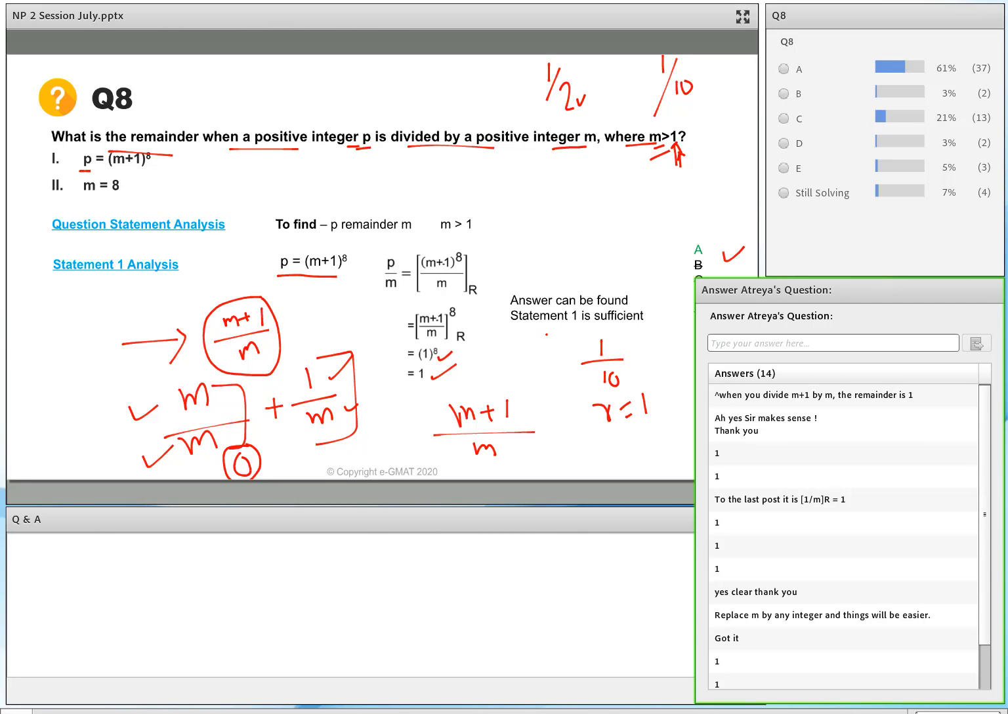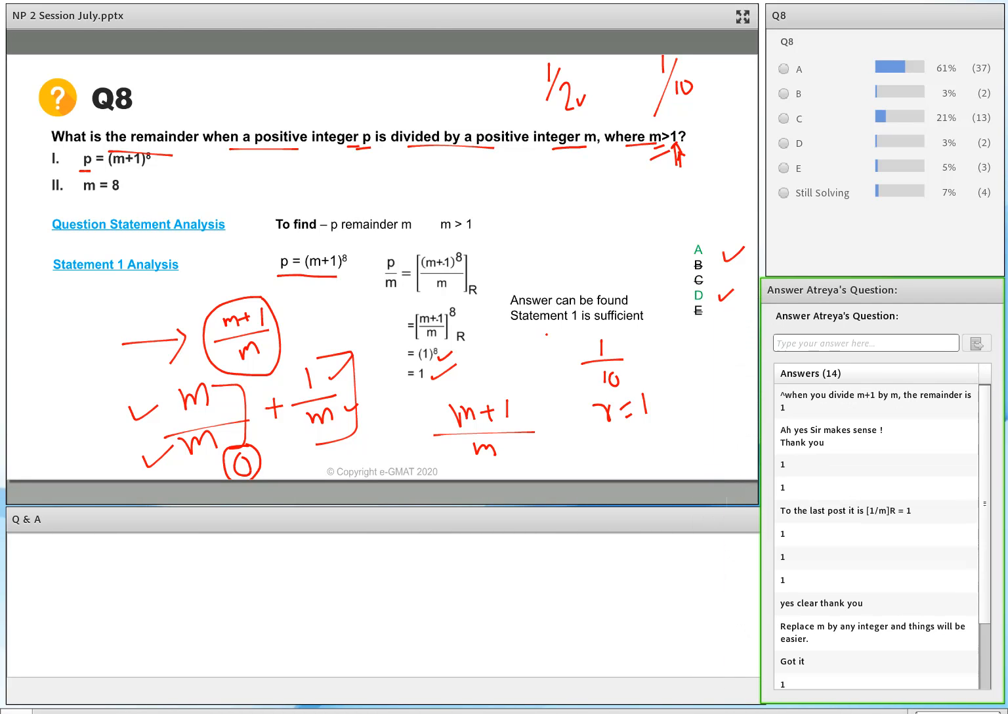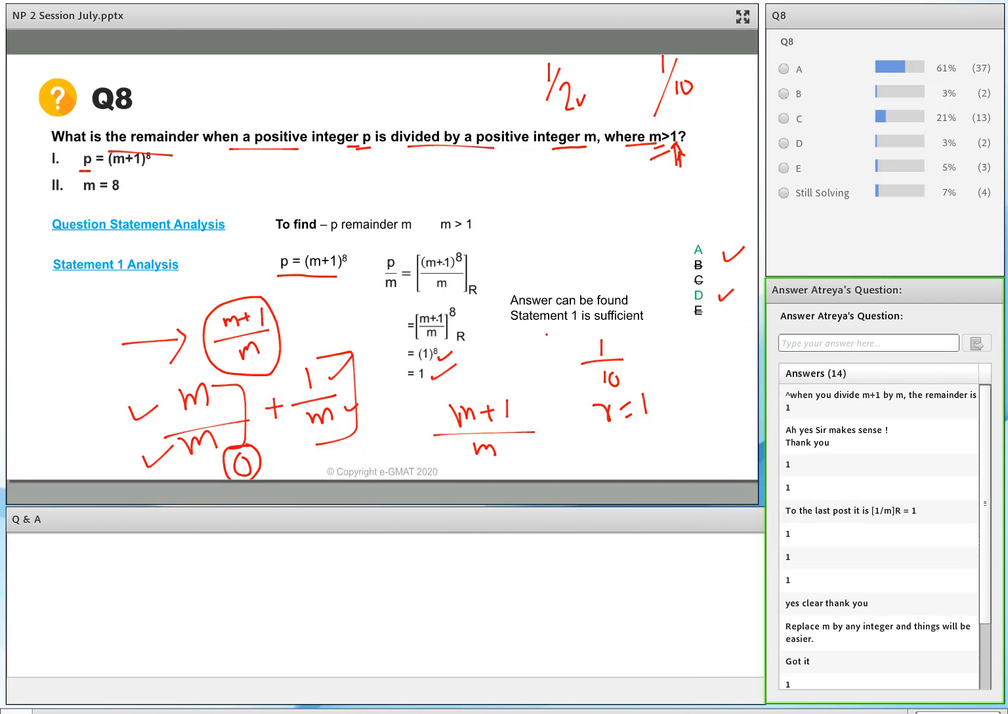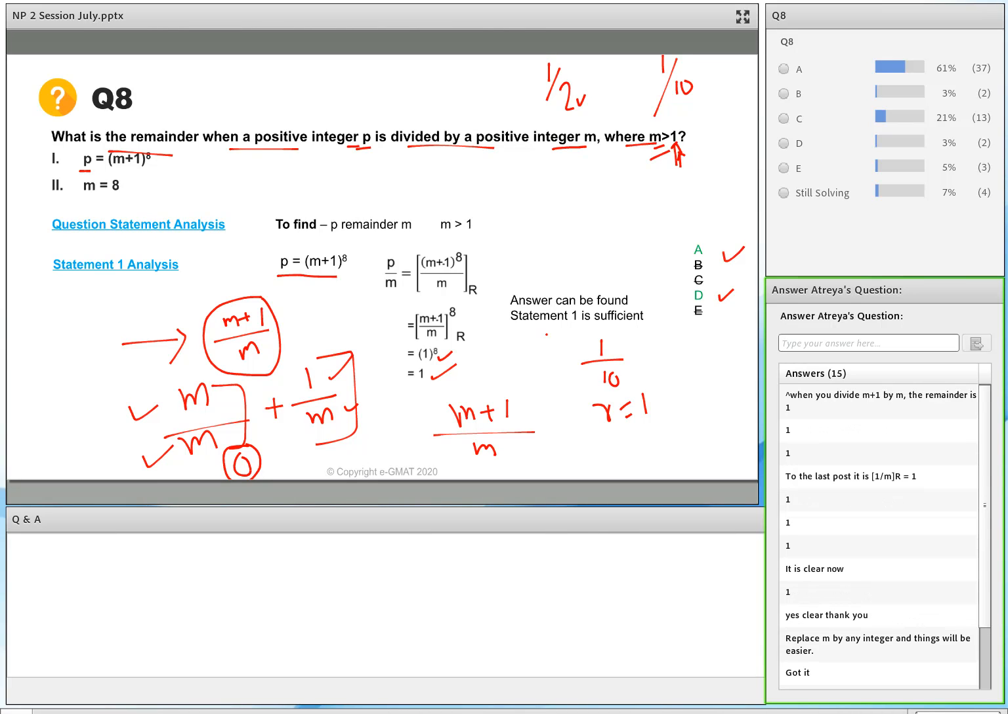Yes, replace m by any number. Thank you, Abhishek, for that comment. Yes, that's absolutely what I want you people to visualize. Just take few examples and that will help you understand. Okay, perfect.